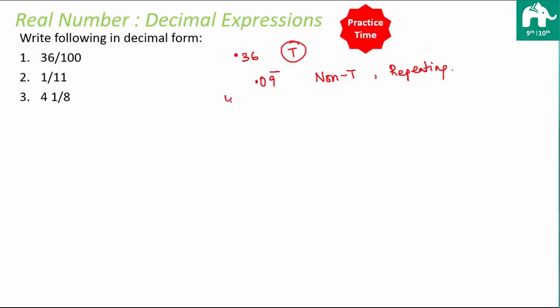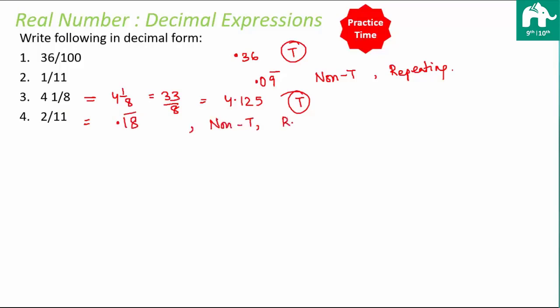Then 4 1 by 8. So this is not 41 by 8. This is basically 4 1 by 8. So this will be 8 4s are 32 plus 1, 33 by 8. So this will be written as 4.125, and that is a terminating decimal. Then we have 2 by 11. 2 by 11 can be written as 0.18 bar. So this is also non-terminating, repeating. So in this fashion, we can write down the rational numbers in their decimal form.